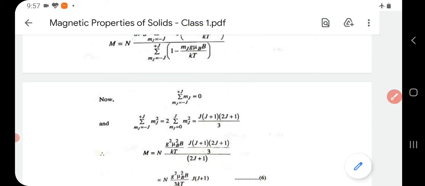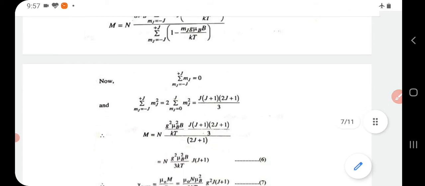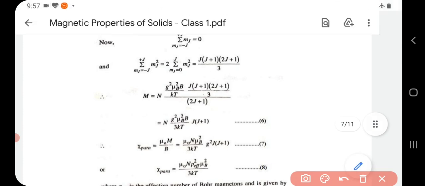Okay, just apply those two relations. Then it is again equal to 2j plus 1, and 2j plus 1 will get cancelled. So you will get equation 6: M is equal to n g square mu B square B by 3kT, j plus 1. Okay, this one and this one get cancelled.